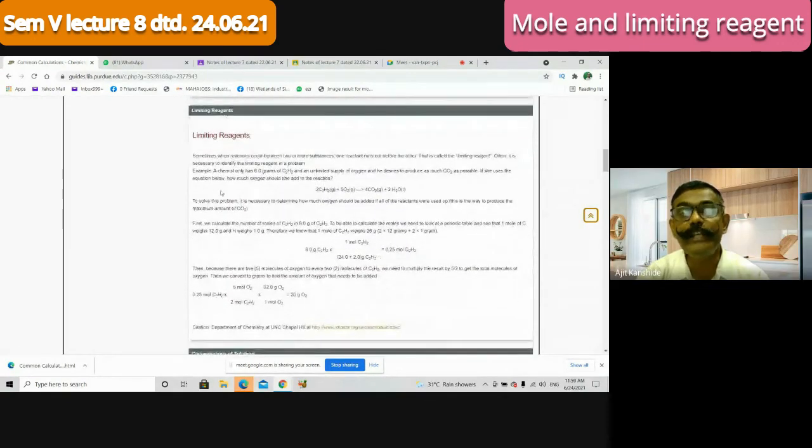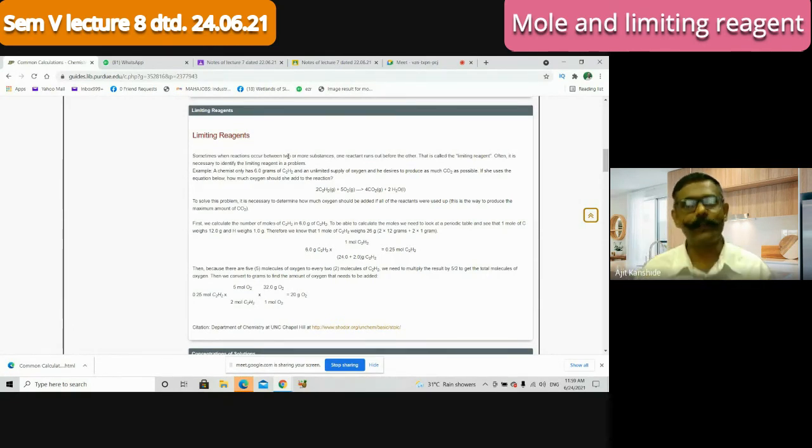The next point is the limiting reagent, with which we have to work. It's a very interesting term. Suppose you are preparing a food recipe, say pulao, so different ingredients are necessary. They should be in a particular proportion. To prepare pulao, suppose you need onions and only limited onions are there. The quantity of pulao will be decided by the number of onions, how much rice you have to take, how much of other ingredients you have to take.